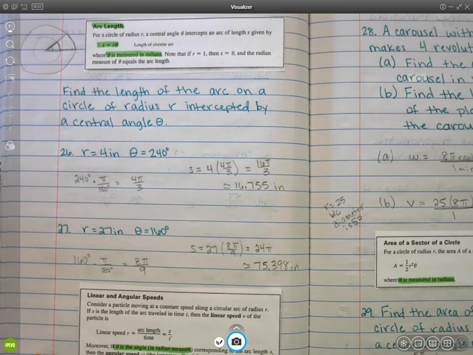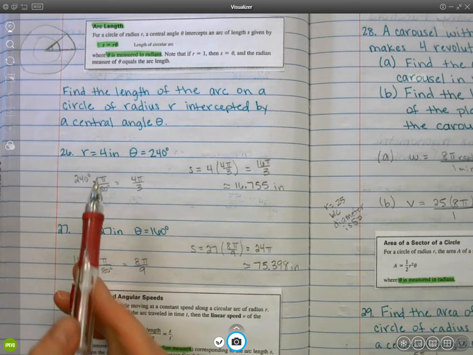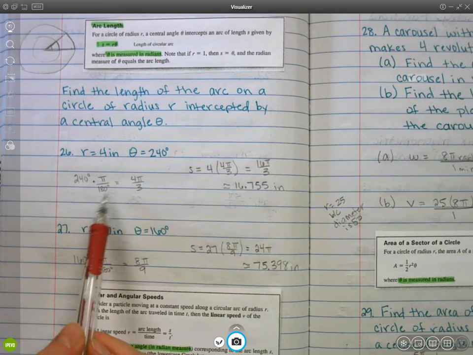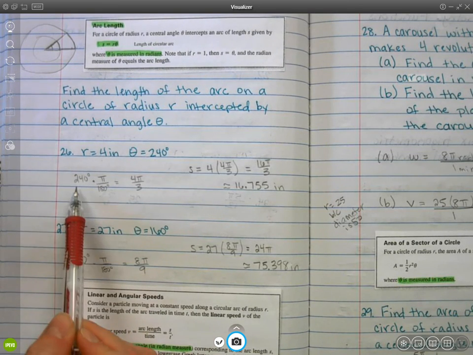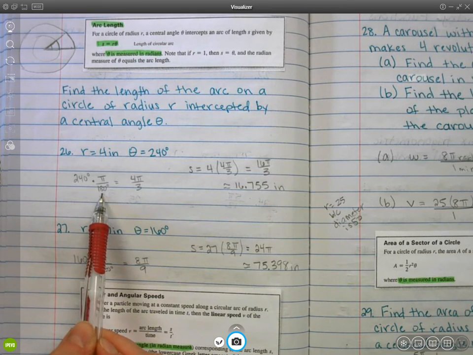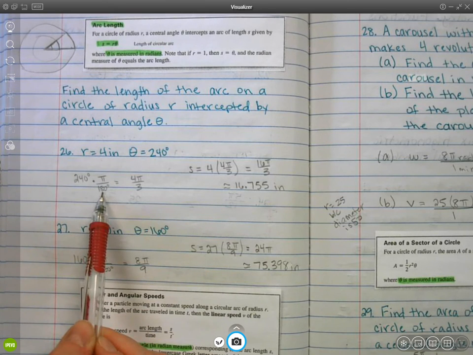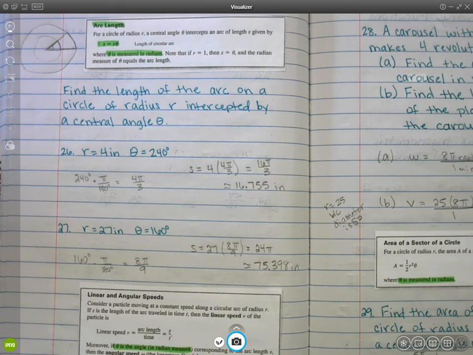Okay, so I want to find the length of the arc on a circle with radius r intercepted by a central angle theta. So they give us a radius, they give us an angle, but they were not nice enough to give us the angle as a radian. So the first thing we have to do is convert. Remember we learned that we multiply by pi over 180 to convert to radians. So we do 240 over 180, reduce that, and stick a pi on it.